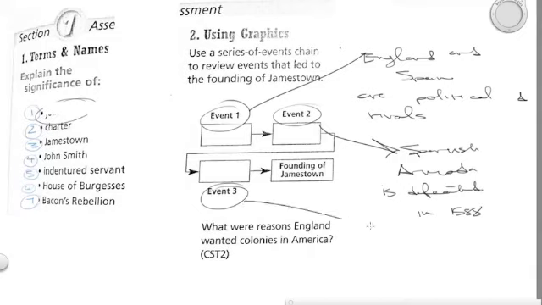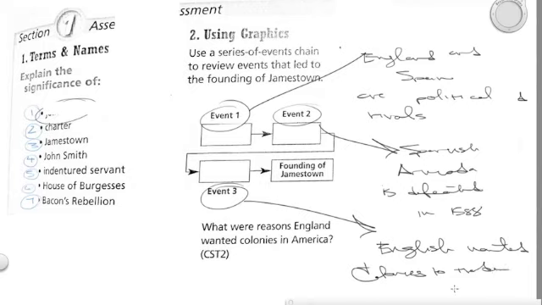And Event 3 now is the fact that now England, or the English, want to get involved and compete and to trade. So they want to increase the colonies' ability to trade, wanted colonies to trade. So this is what led to the founding of Jamestown.